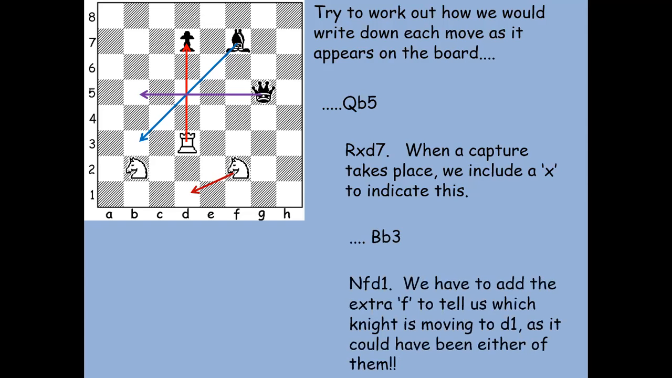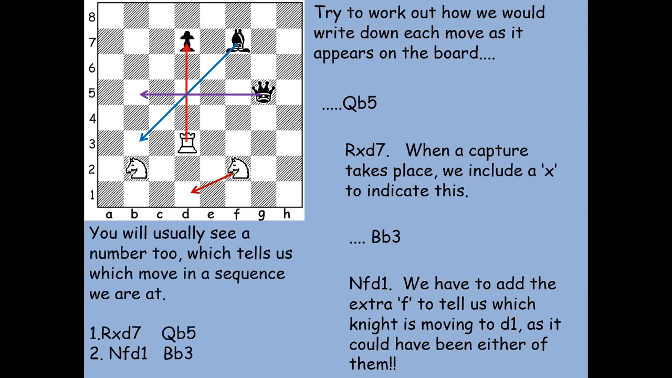So hopefully you've got ND1, but because the other knight could also have gone to D1, we just put in the extra F, because that then tells us which knight it is. So knight NFD1 is just telling me that it's the knight from the F file that's doing the moving. If it said NBD1, it would mean it was the knight that was on B2. So you just have to put that so that whoever's reading your notes knows which knight's moving.